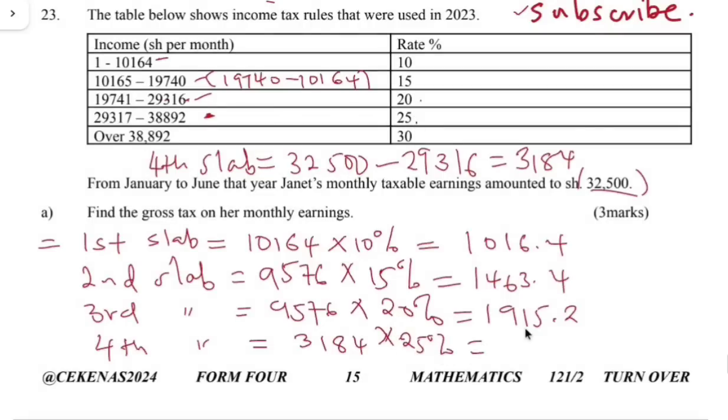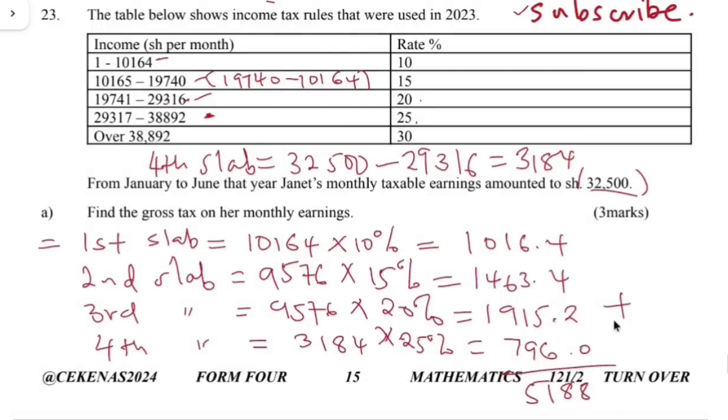Okay, so here answer times 0.25 ama 25 over 100, whichever. Answer yako itakupa 796.0. So zote wafauzi add, so just add them all. So 1016.4 plus 1463.4 plus 1915.2 plus 796, okay, yafaa ikupe 5188, simple as that.